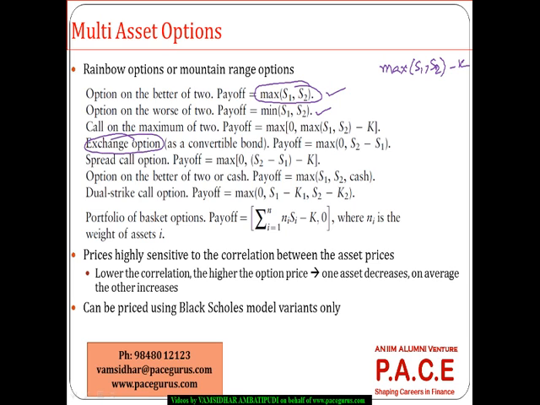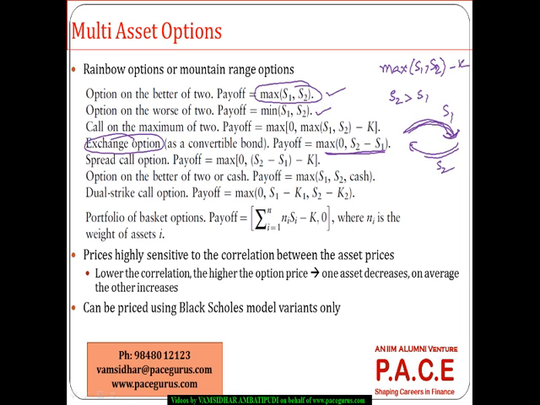Exchange option, a very commonly used option, where the payoff is the maximum of 0 comma S2 minus S1. That's the reason it is called an exchange: the payoff is S2 minus S1. It's as good as you have given S1 and you have taken S2. So you are giving an asset which is worth S1, and you are getting an asset which is worth S2. So your payoff is S2 minus S1. And because it's an option, you will exercise it only when S2 is greater than S1. That's the reason it is called an exchange option.